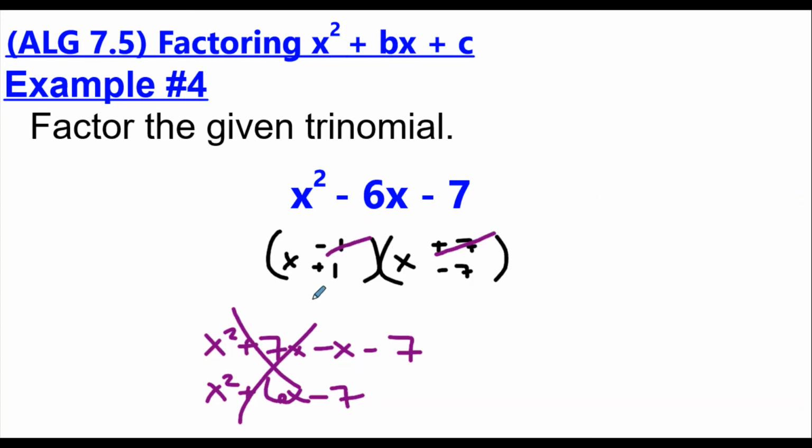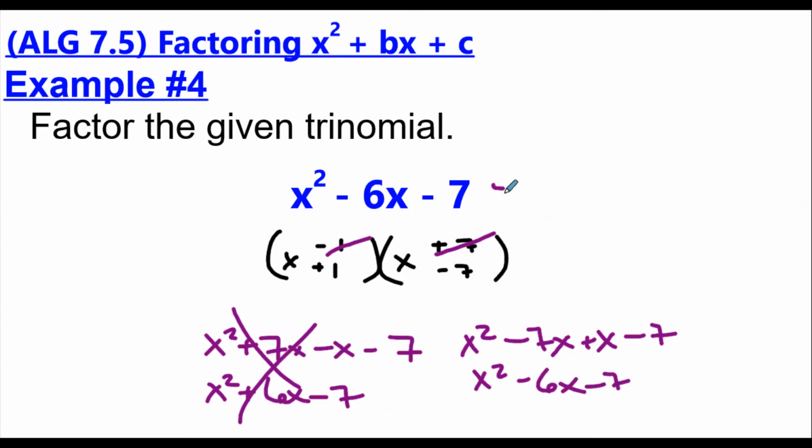Just double check that real quick. x times x is x squared. x times -7 is -7x. +1 times x is a +x, and +1 times -7 is a -7. Combining these like terms together, you get a negative 6x. So this one does equal that trinomial that you started with. So the factored form for that trinomial is x plus 1 times the quantity x minus 7.